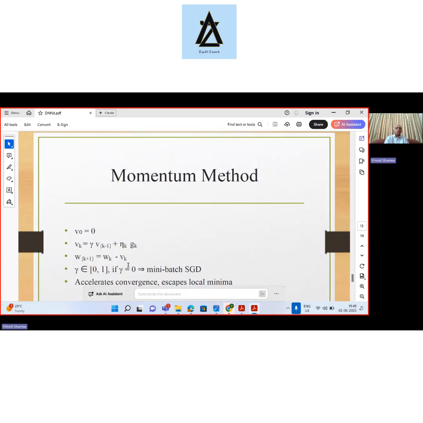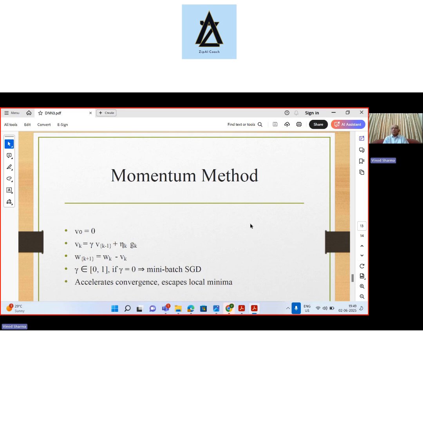For gamma equal to 0, this momentum method becomes the same as mini batch. This method does better than mini batch. In the beginning of the algorithm, it accelerates convergence to the optimal point, W star, and also it helps in escaping local minima.